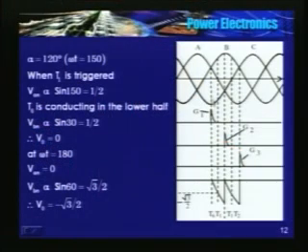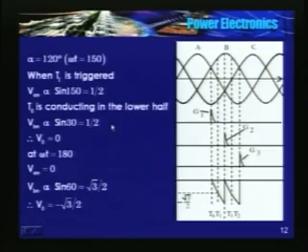See, we have triggered T1 at this instant. The positive zero crossing of the current is somewhere here. Positive crossing of the phase voltage is somewhere here. So this angle goes on increasing. Power factor deteriorates with increase in alpha. Okay.